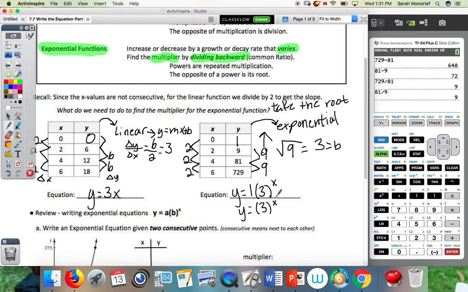All right. So that's a quick view of what we're going to be doing. I am going to work a few more examples with you. So let's go ahead and look at the next one.